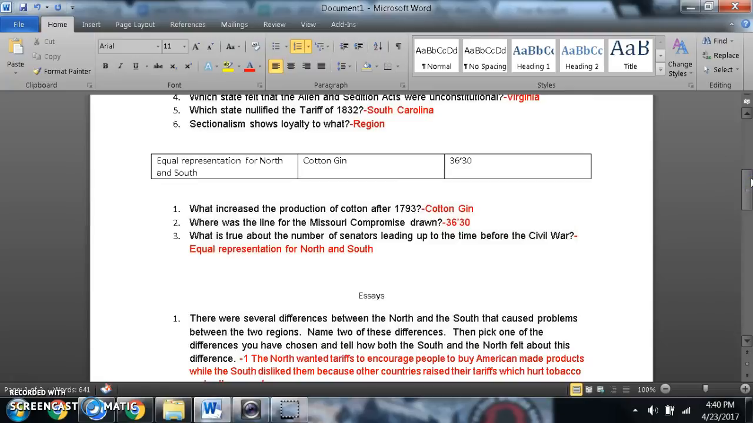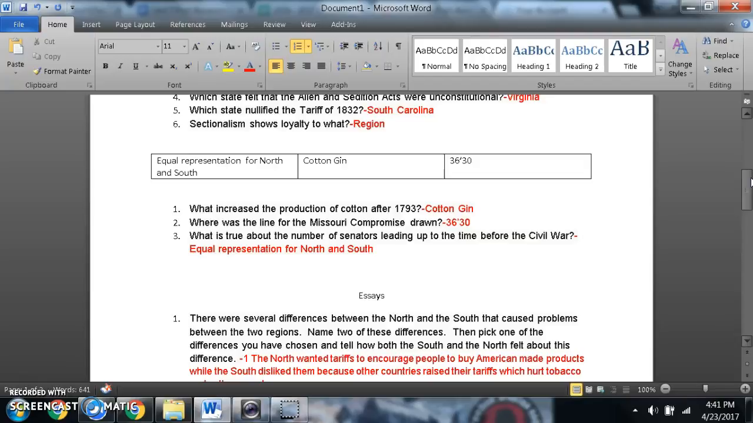Number one, what increased the production of cotton after 1793? And that was the cotton gin. Initially, people thought that the cotton gin would actually slow slavery down a little bit because now we could start using machinery to pick the debris out of cotton, but it actually increased slavery because cotton producers started seeing how much faster they could put their product out and sell cotton. It actually wound up increasing slavery.